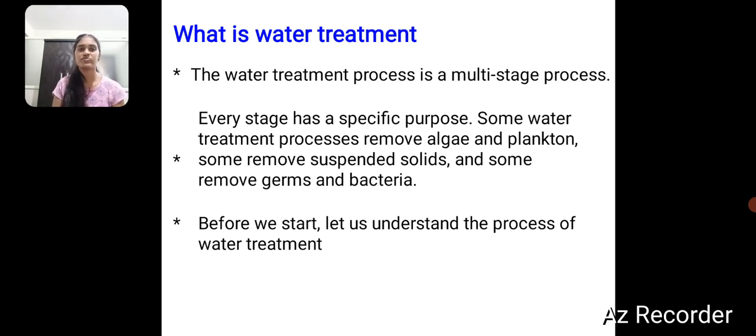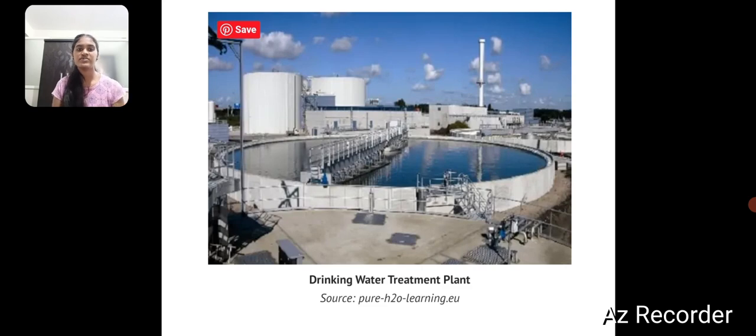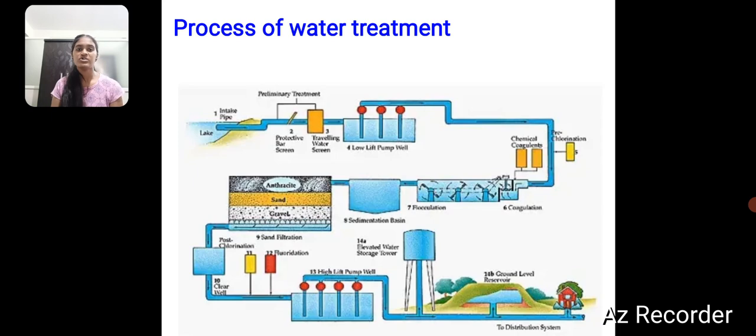Next, what is water treatment? Water treatment is a multi-stage process. Every stage has a specific purpose. Some water treatment processes remove the algae and plankton, some remove the suspended solids, and some remove the germs and bacteria. Before we start, let us understand the process of water treatment. This is the drinking water treatment plant, and here you can see the process of water treatment.